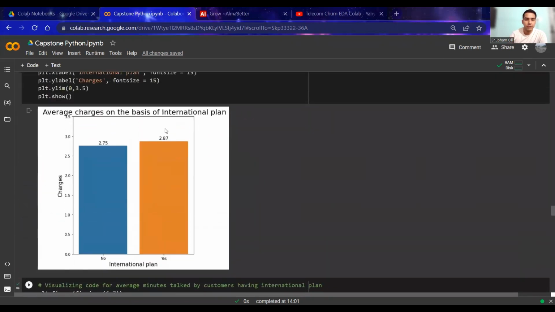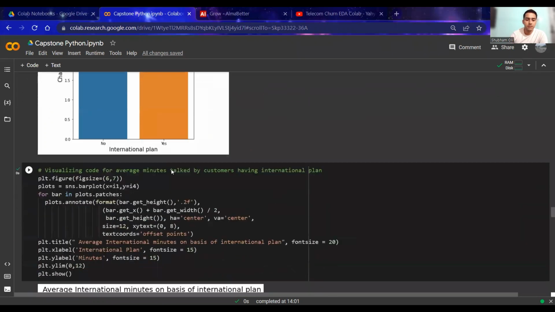Now the average charges on the basis of international plan: we can see the charge is 2.75 for the non-international plan customers, and for the international plan customers, it is 2.87, which is very close to each other.